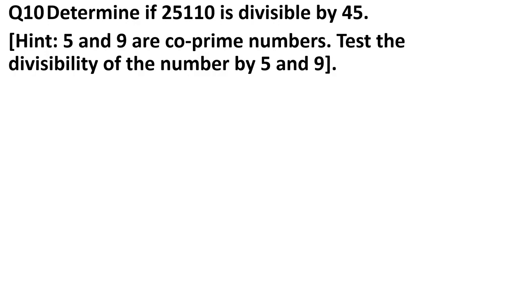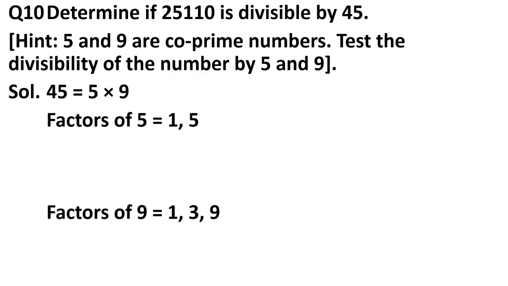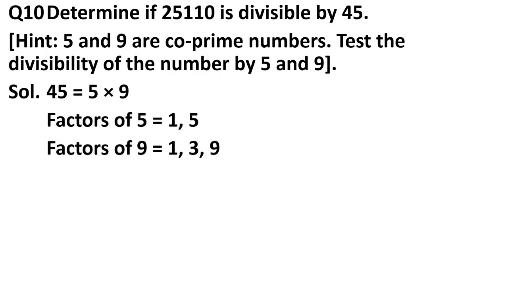You know that 5 nines are 45. Now find out the factors of 5, that is 1 and 5. Find out the factors of 9, that is 1, 3 and 9. Are they co-prime numbers? Yes, they are co-prime numbers because the common factor is only 1.